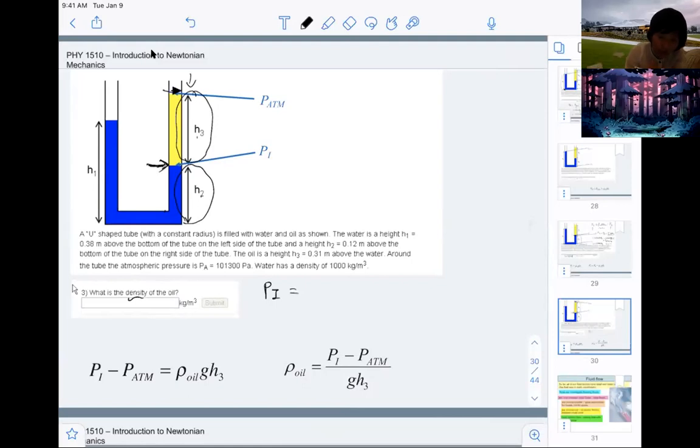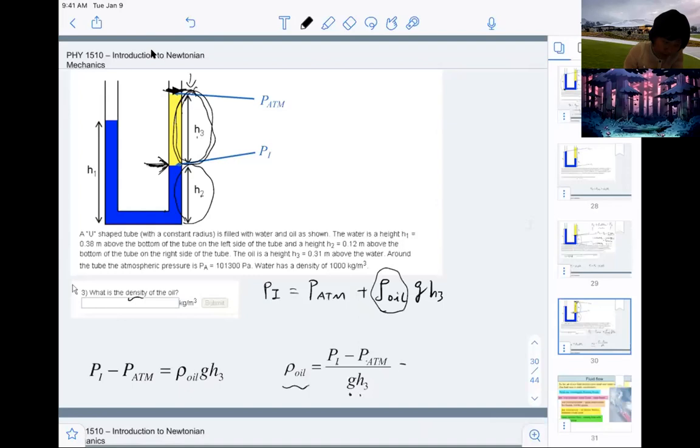If we take the top down method, it is the pressure at the atmosphere right here in the air plus rho of the oil GH3. So if you add the extra pressure caused by the yellow column, which is the oil, you get the pressure right here at the bottom of the oil column. So you can figure out the density from this equation, right? So the density of the oil is the pressure of the interface minus the atmosphere pressure divided by G times H3.